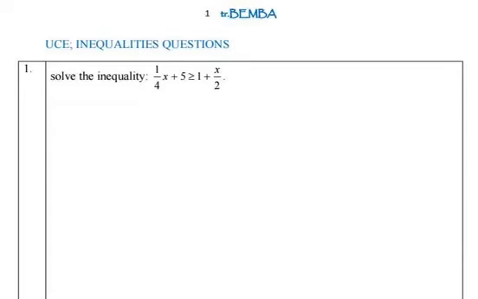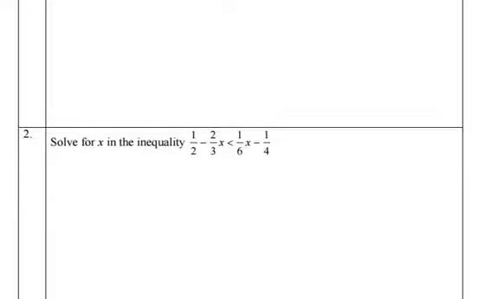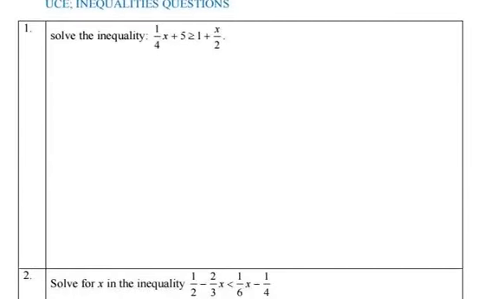Let's continue and look at our first inequality here. It says solve the inequality, and the inequality is here, greater than or equal to this. Whenever we have a question with fractions, you can always first remove the denominators. How? By multiplying through by the LCM. So we have a 4 and a 2 and a 1, so the LCM is 4. So I'll multiply by 4 straight away.